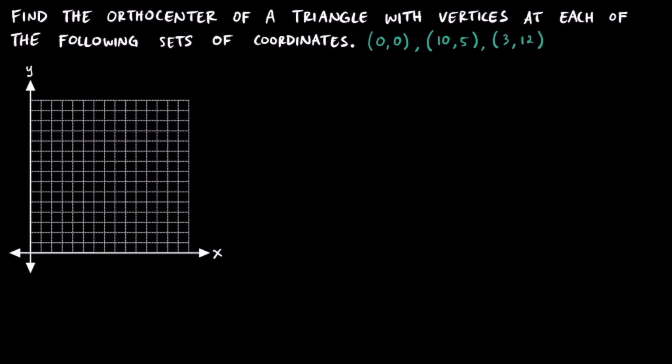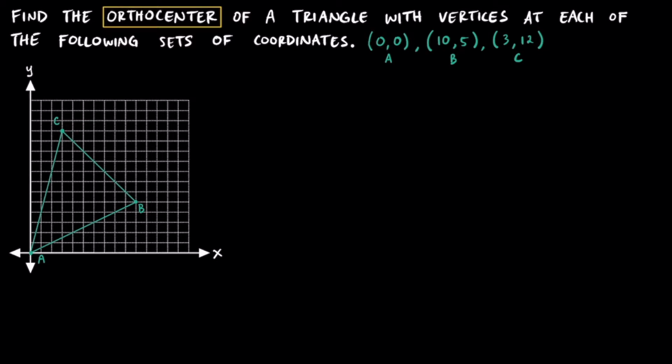In this video, let's talk about how to find the orthocenter of a triangle given 3 vertices. Jumping right into it, let's find the orthocenter of a triangle with the vertices at each of these following coordinates: (0, 0), (10, 5), and (3, 12). I'm going to go ahead and label each of these points A, B, and C. Here they are plotted on a coordinate plane, and this is them connected to make a triangle.